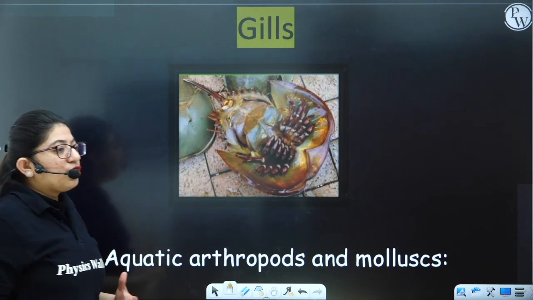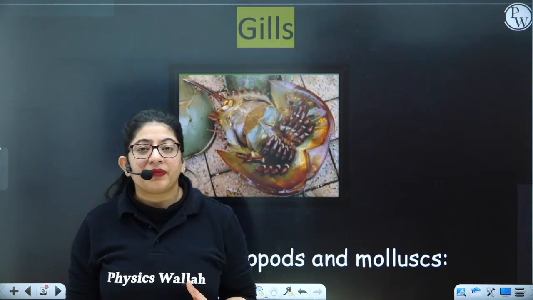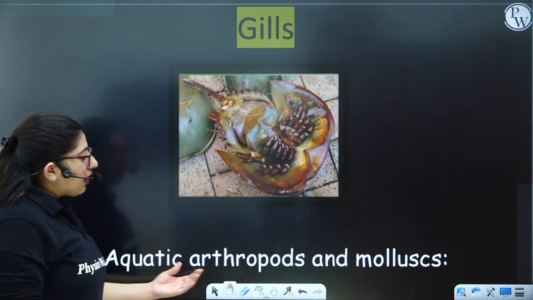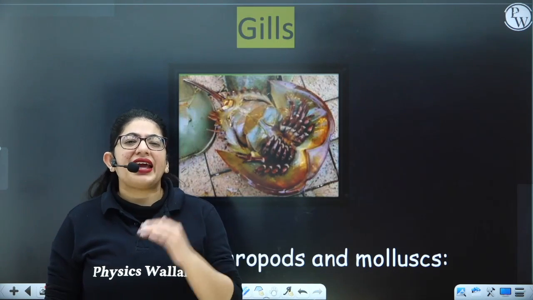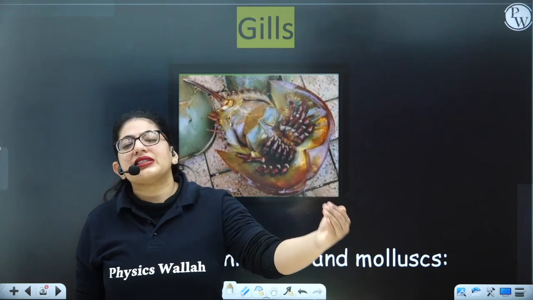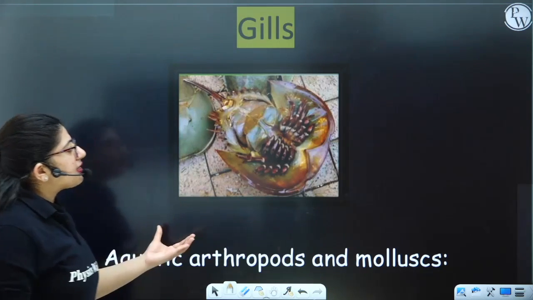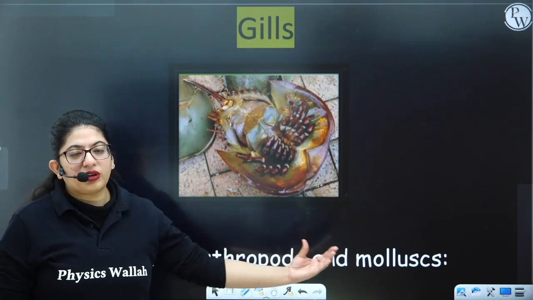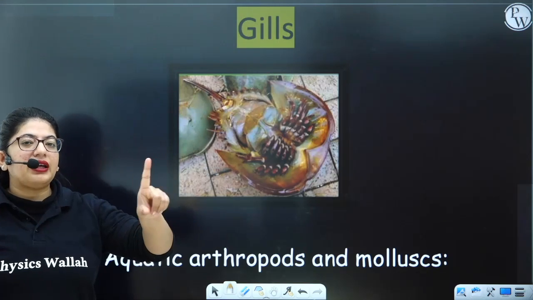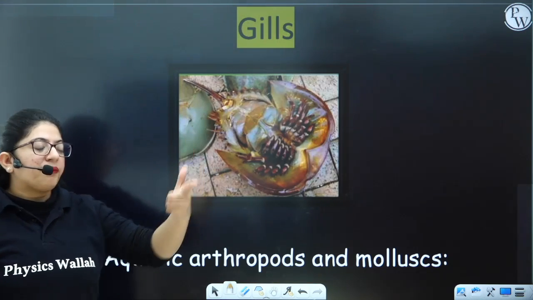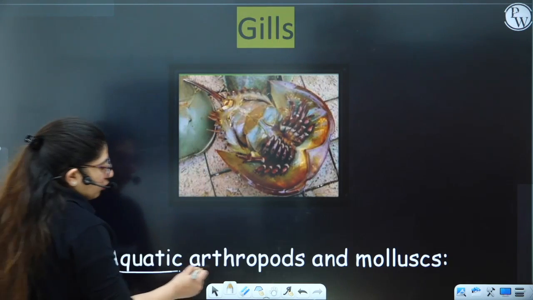So as I've told you, the gills are usually present in which organism? Aquatic organism. So here, aquatic arthropods and mollusks have a special type of gills which are less developed than the gills in the fishes, right? So gills are present in aquatic arthropods and mollusks. Remember, gills are in the organism that lives in water.